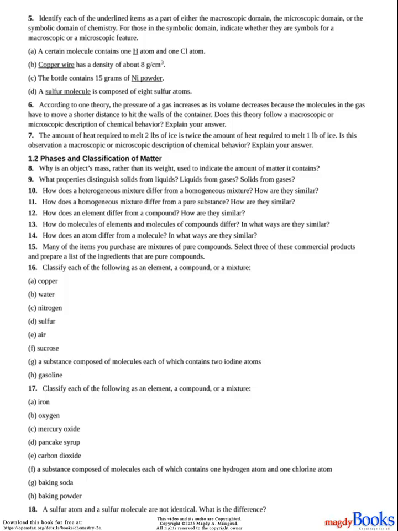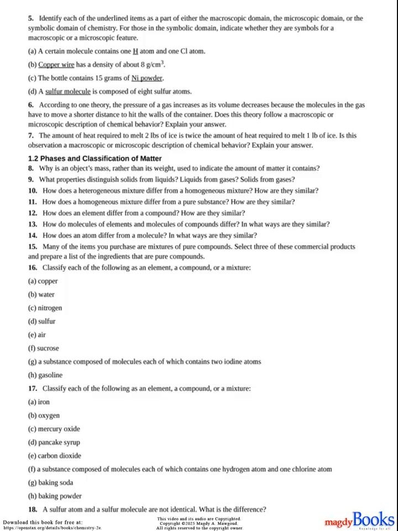6. According to one theory, the pressure of a gas increases as its volume decreases because the molecules in the gas have to move a shorter distance to hit the walls of the container. Does this theory follow a macroscopic or microscopic description of chemical behavior? Explain your answer. 7. The amount of heat required to melt 2 pounds of ice is twice the amount of heat required to melt 1 pound of ice. Is this observation a macroscopic or microscopic description of chemical behavior? Explain your answer.